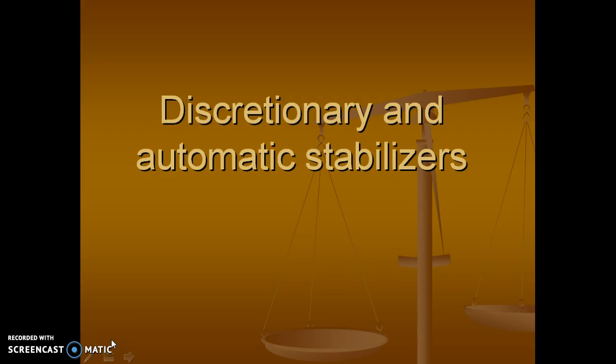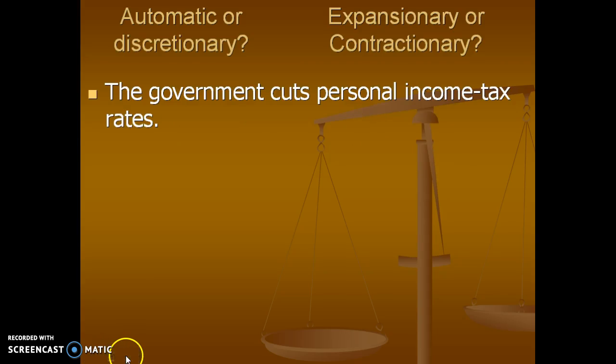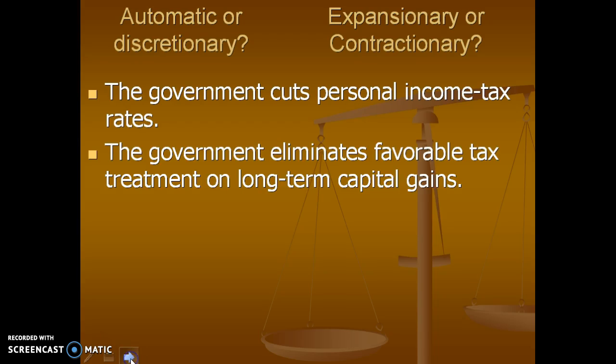So we're going to look at this PowerPoint, and it's going to give us a bunch of examples. And what I want you to do each time is think to yourself for a second, is it automatic or discretionary? Is it expansionary or contractionary? And then I will give you the answer. So I would recommend pausing and seeing if you can write down the right answers and then checking them. So first one, government cuts personal income tax rates. This is a discretionary stabilizer because the government's actually voting and deciding to do it. And it would be expansionary because it's a tax cut.